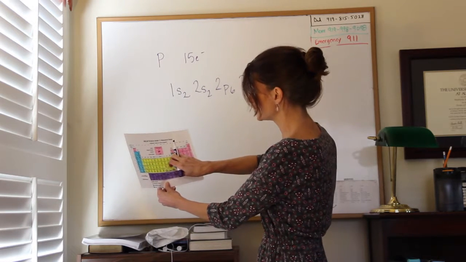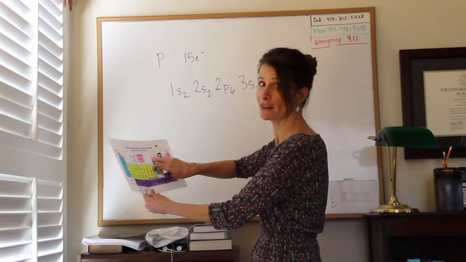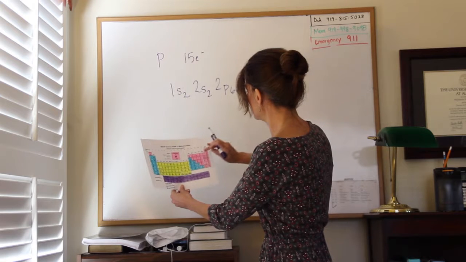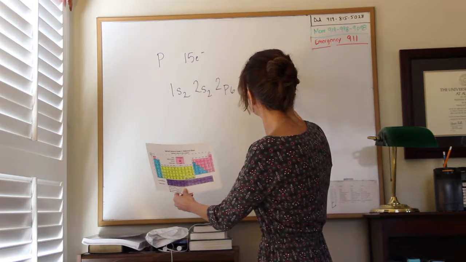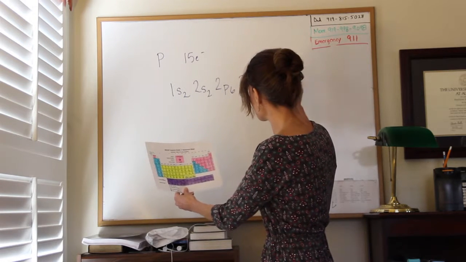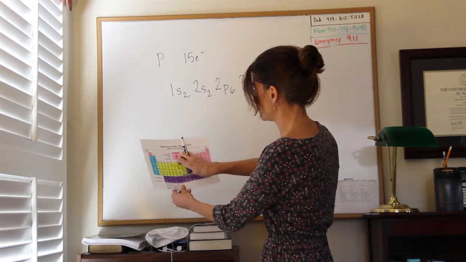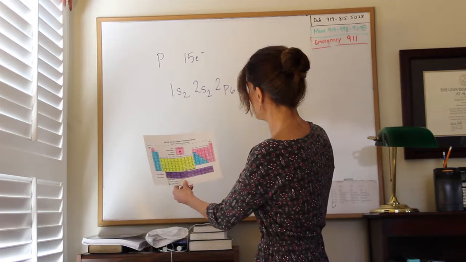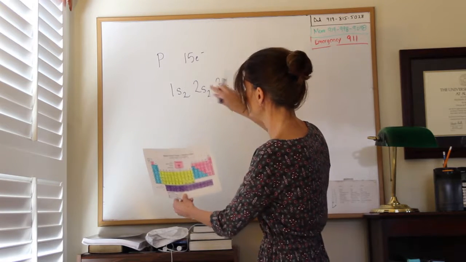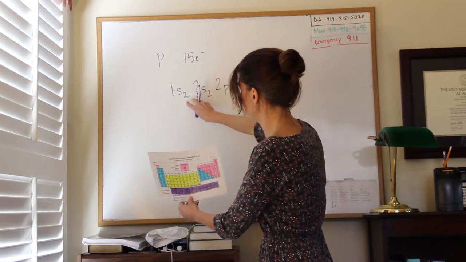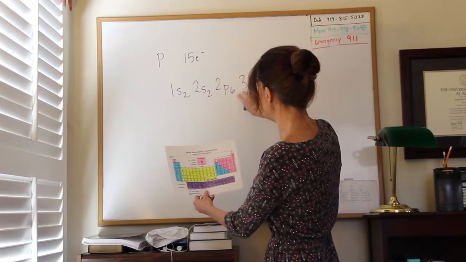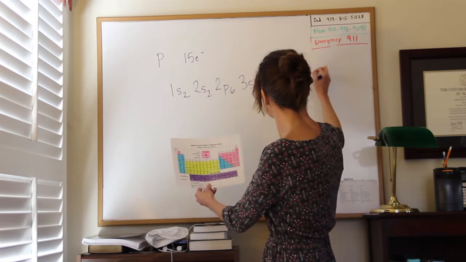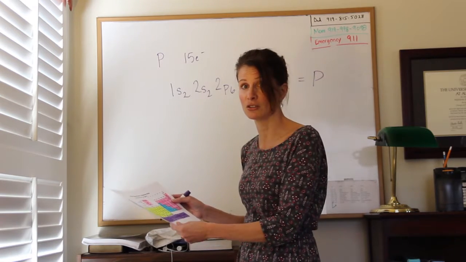Notice this is not a complete orbital. Sometimes they don't have full orbitals. We're going to write the next p orbital, which is 3p, but instead of writing a 6, I can only write a 3 because I've only put 1, 2, 3 electrons into that next p orbital. Now, the money question is, is this 15? 1, 2, 3, 4 plus 6 is 10, plus 2 is 12, plus 3 is 15. Yay! That's the electron configuration for phosphorus.